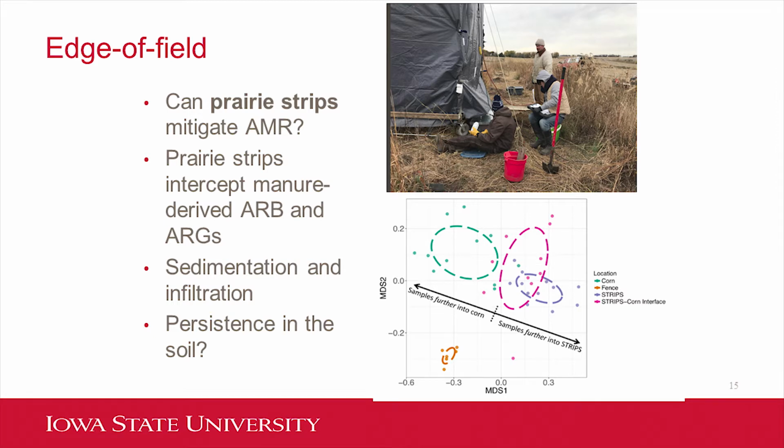There was also an old fence line that clearly had not been in ag production for many years, and so we pulled some samples from that site, and that community was also completely different than the corn and the prairie strip. So a lot more work in this area over the next couple of years.